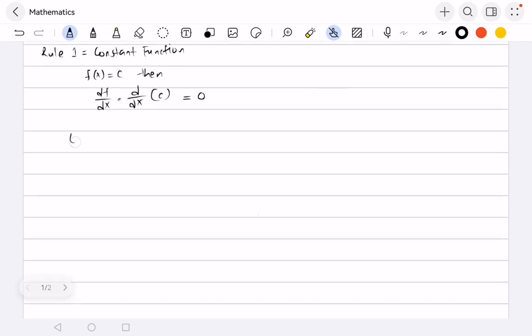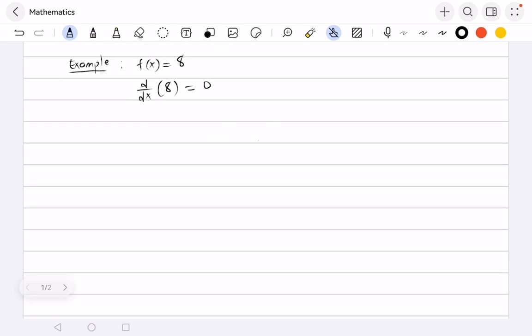So let's look at an example. Let's say we have f of x equals 8, right? That means d over dx of 8 is going to be 0. As simple as that. So similarly, if we have another function, this is another example. This one we're going to call example 1.